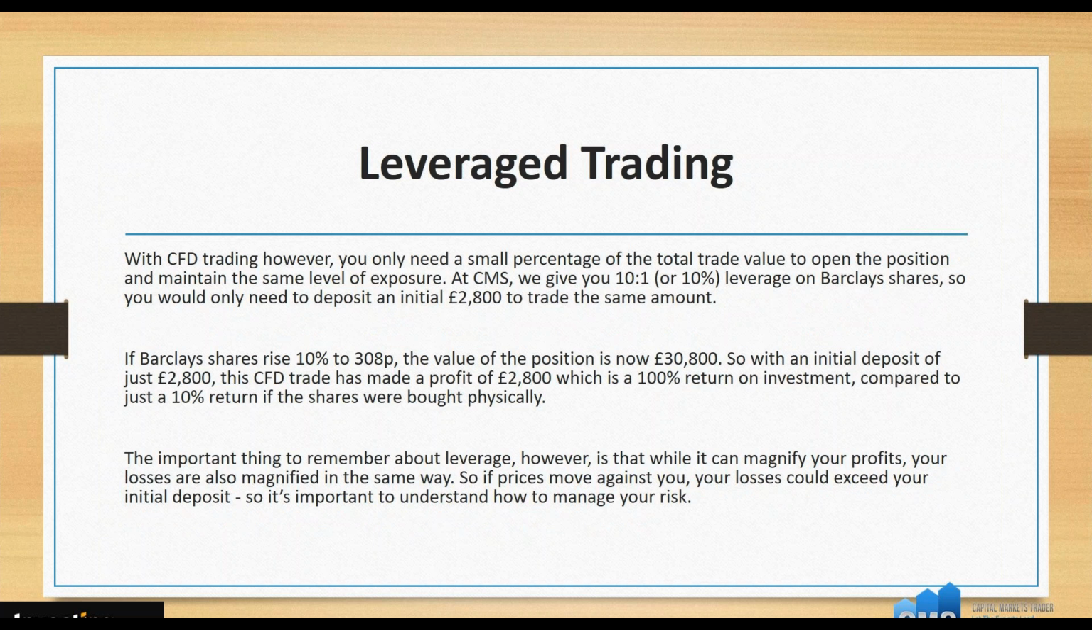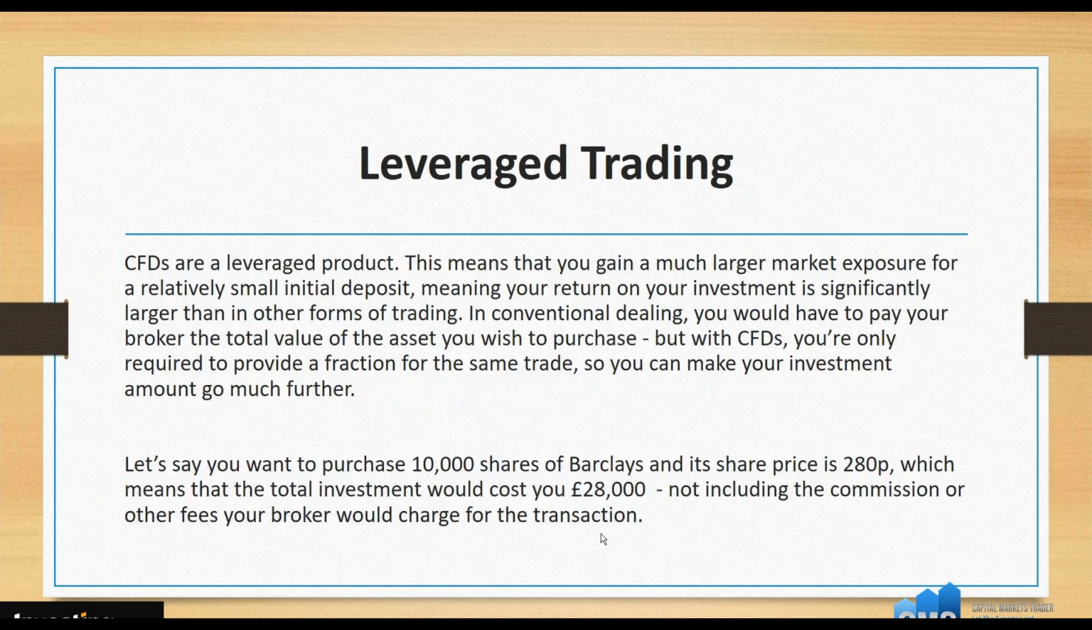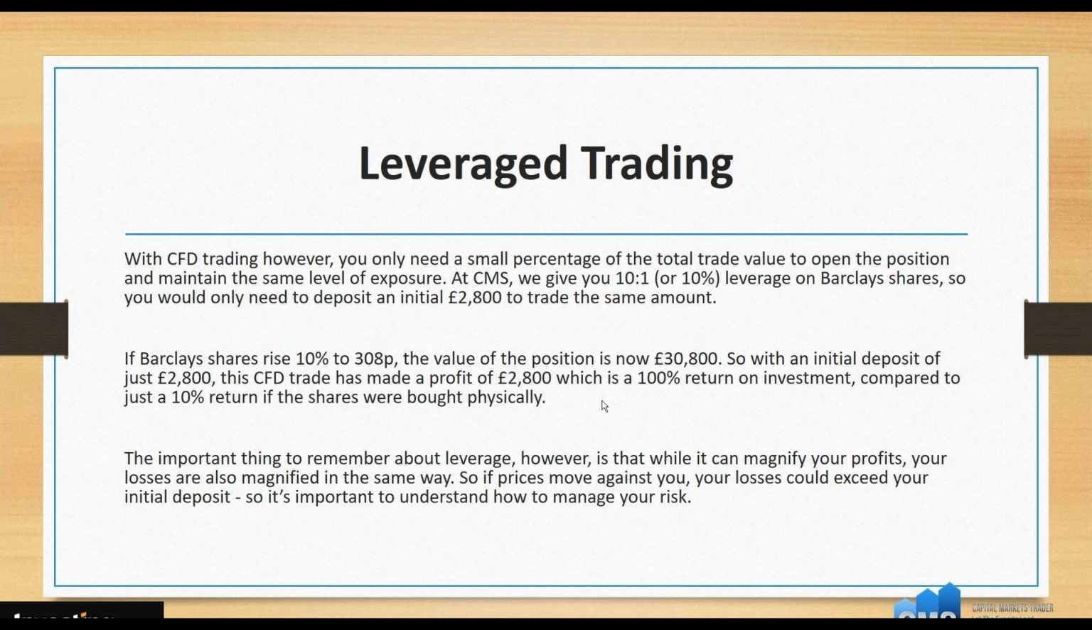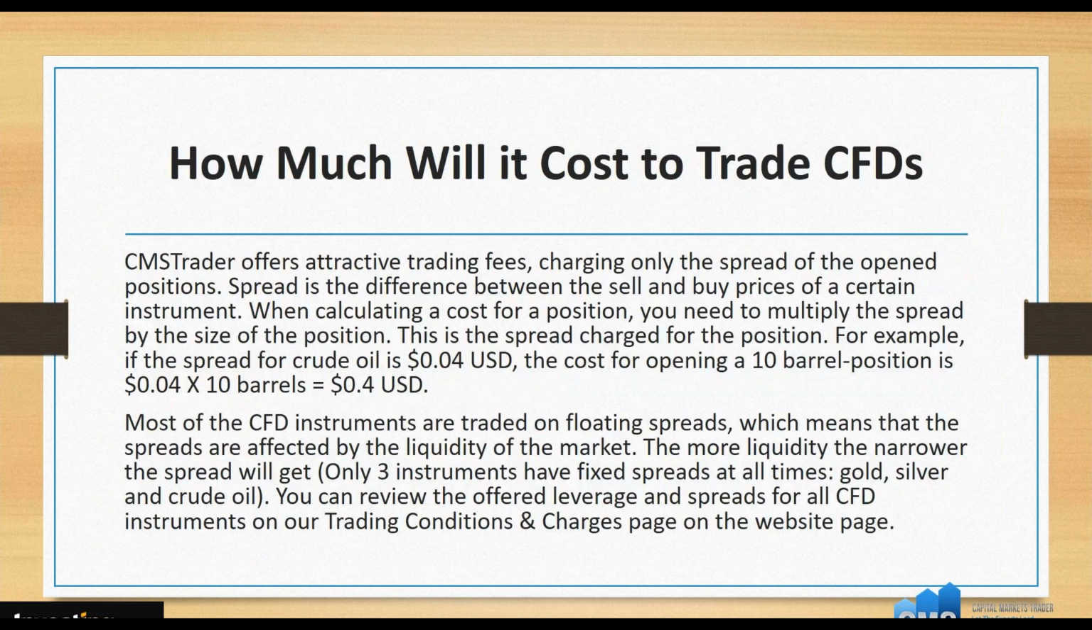So at CMS on shares, basic share trading, not CFDs, we would give you a 10 to 1 leverage. That means your initial deposit would have to be a tenth of the full amount. If Barclays shares rise 10% to £3.08, the value of your position is now higher than your original purchase. So what did you make? You made 100% of your investment because you only put up a tenth and made that much in profit. That's a nice return. The important thing to remember about leverage is that while it can magnify your profits, your losses are also magnified.